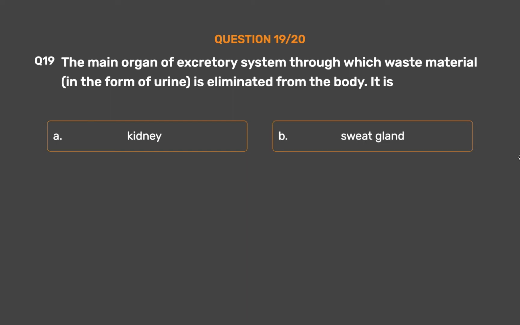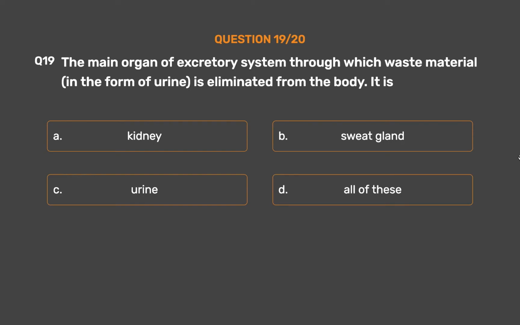Kidney. Option B. Sweat gland. Option C. Urine. Option D. All of these.